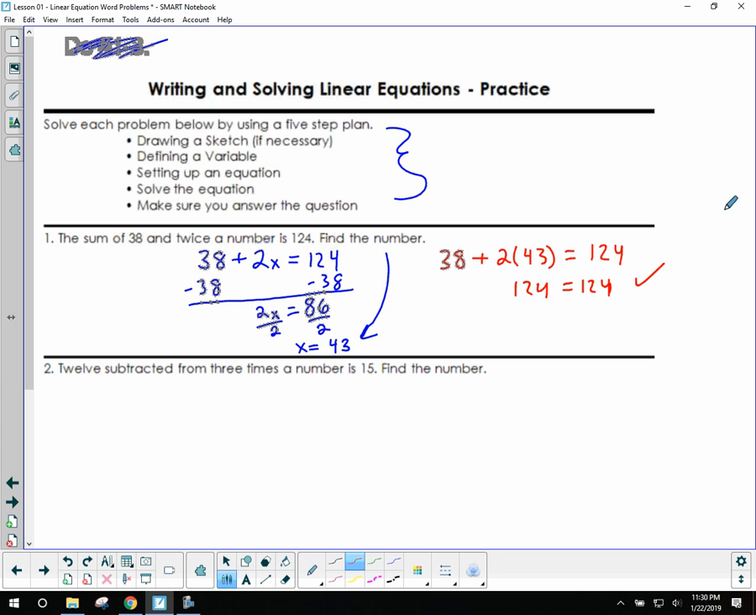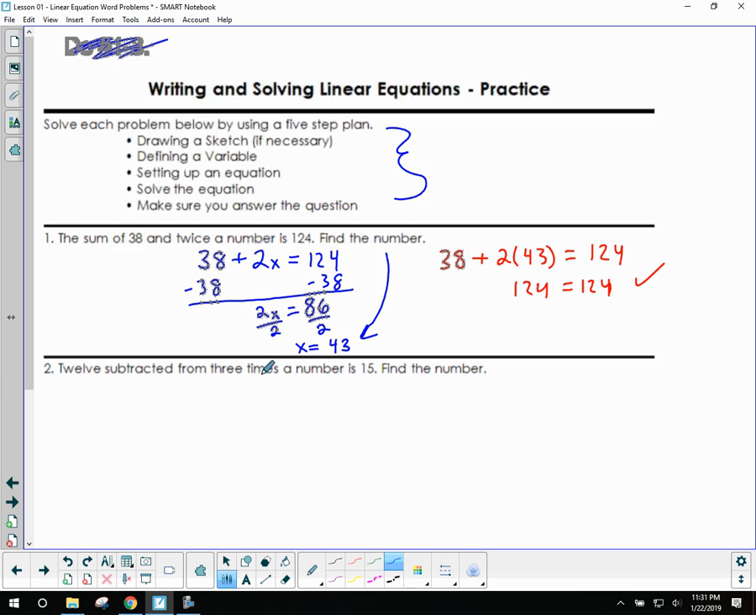I expect you to go ahead and pause the video now and try to solve 2 and 3 by yourself. Alright. Let's see if you got the same thing I did. We have 12 subtracted from 3 times a number. So look, that's kind of like a hidden turnaround word right here. Subtracted from. So it's like we started off with 3x. We subtract the 12. And this should equal 15.